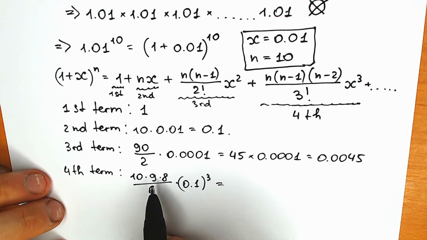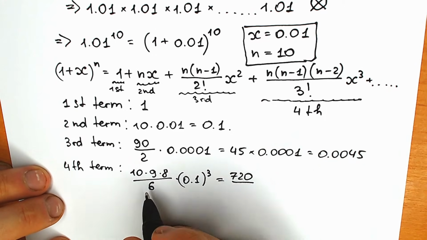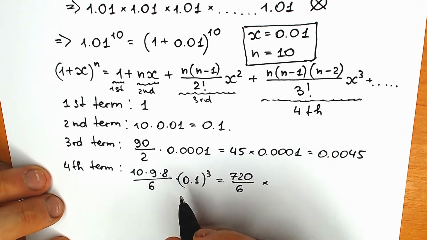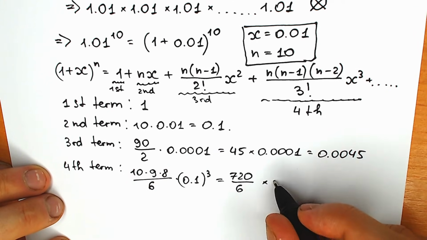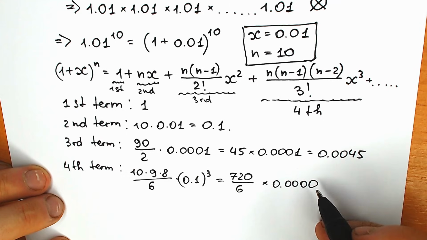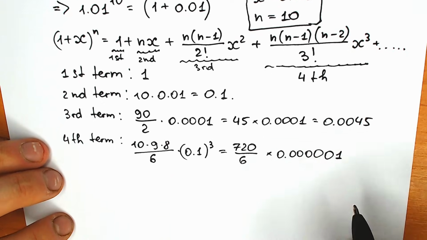10 times 9 times 8 equal to 720, over 6, and times, when we raise 0.1 to the power 3, we're going to have 0.0001. So how many zeros do we have? 1, 2, 3, 4, 5, I guess. Yeah, 5 zeros and 1. And right now let's multiply it.